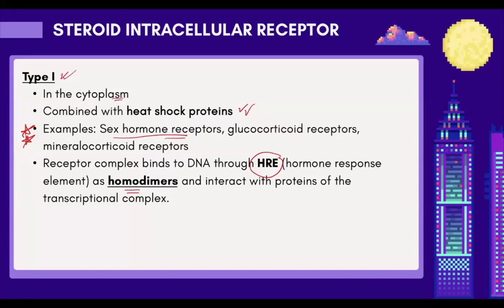But essentially just know that for type 1, the hormone and receptor bind, then they move into the nucleus and have to bind to the DNA. They bind to the DNA through the hormone response element, and they do this as homodimers in type 1, and then they affect transcription. That is it for type 1.